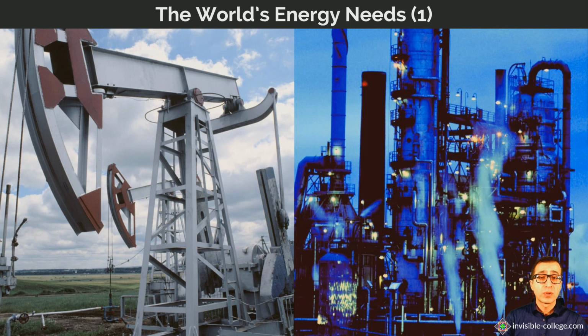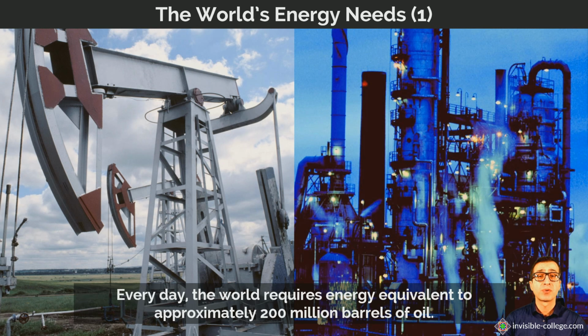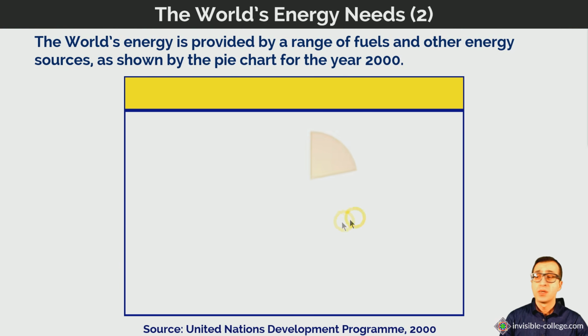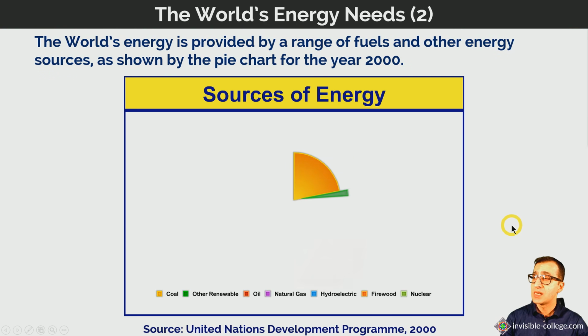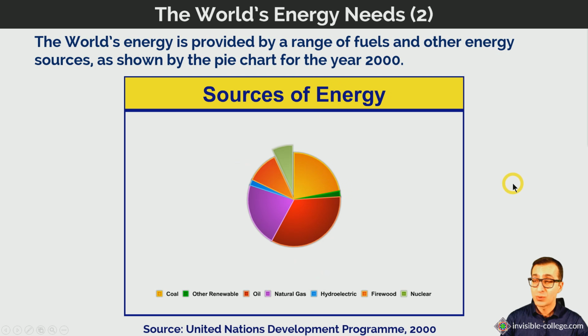So every day, the world requires energy equivalent to approximately 200 million barrels of oil. And so this gives you a sense of the scope of the petrochemical industry and the requirement for energy output. So this pie chart here shows the energy provided by a range of fuels and other energy sources, and this is going back to about 2000.